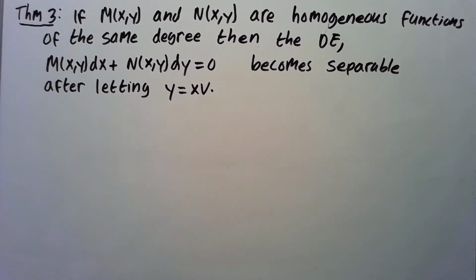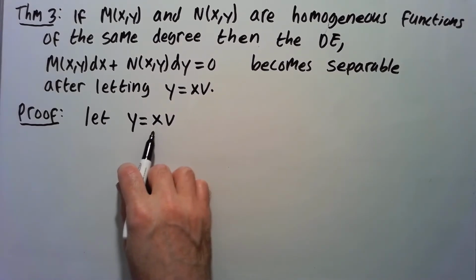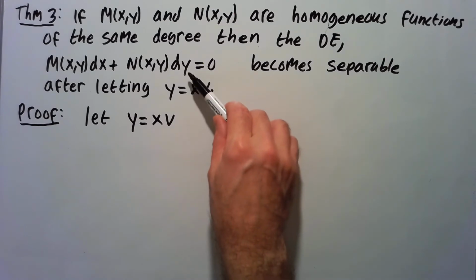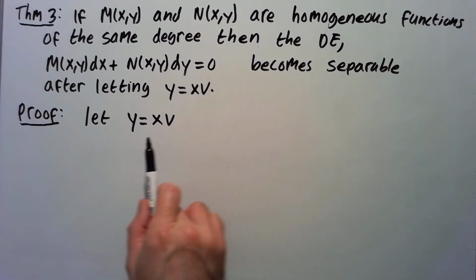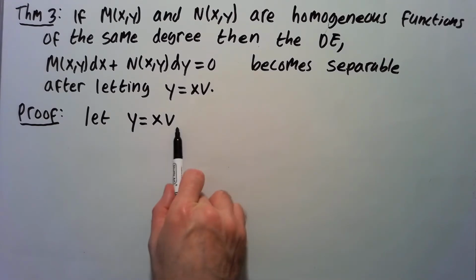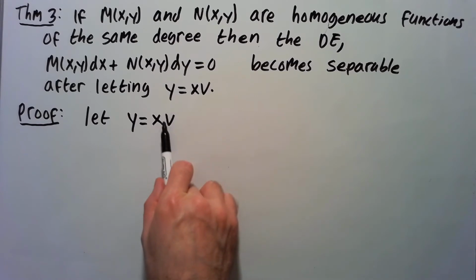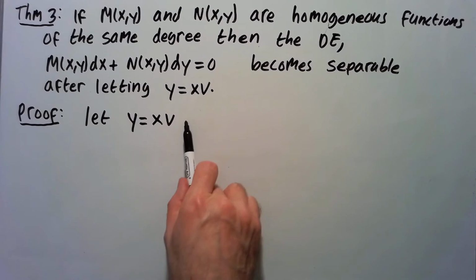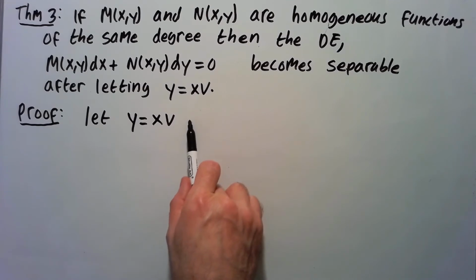So let's prove this now. Proof. We're going to let y equal xv in this equation here. And we're going to have to substitute for dy also. So let's take the derivative on both sides with respect to x. Again, we're assuming v is some function of x, and so is y. So let's take the derivative with respect to x on both sides.